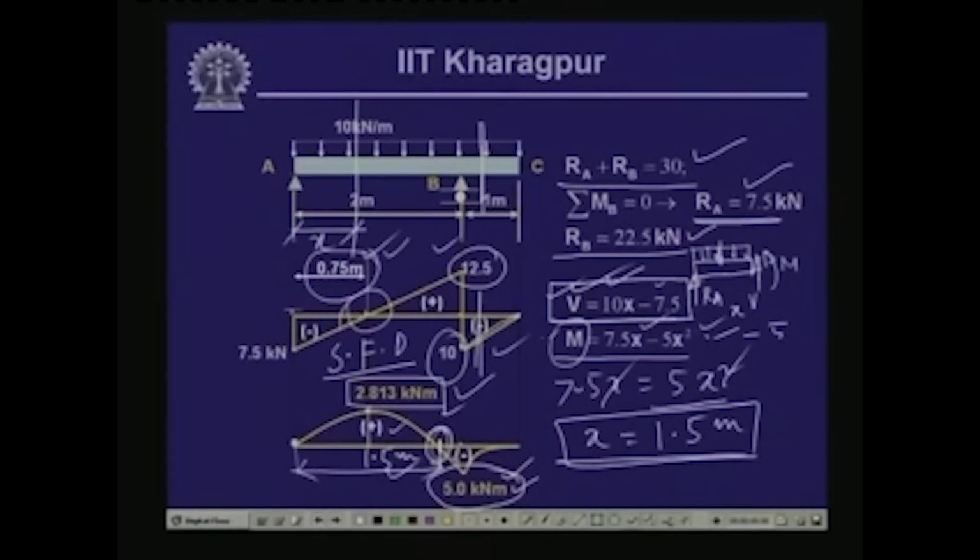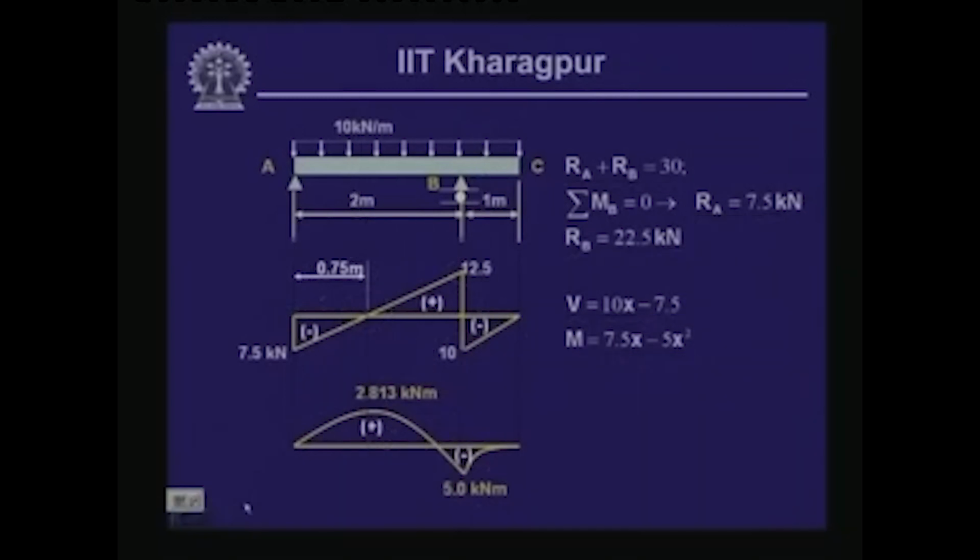The magnitude of bending moment at this point, which is at the support point, is equal to 5 kilonewton meter because of this overhang, and the positive bending moment is this much, and the bending moment is 0 at a distance of 1.5 meter from the left support. So, these are the values of the bending moment and shear force for this particular problem.